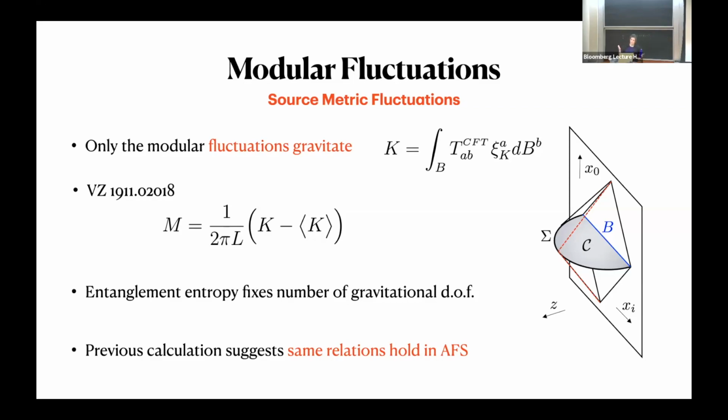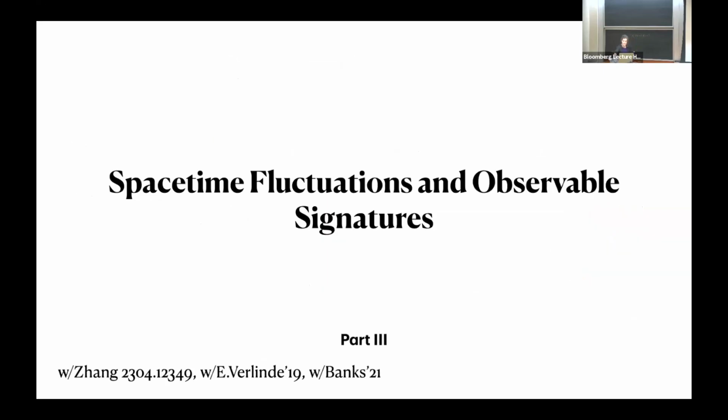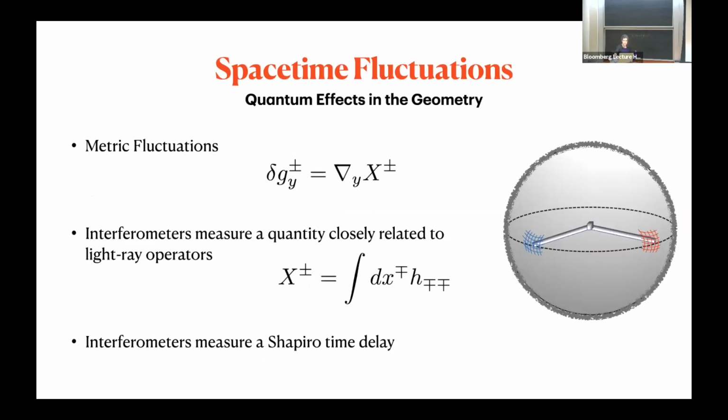And so the previous calculation suggests that the same relations hold in flat space. So now let's do what I'm going to call naive dimensional analysis. If you take those modular relations, these shifts and the light ray operators are related by a derivative. There's a gauge where you can take a transverse derivative on these light ray operators and relate it to a transverse light cone component of the metric. I'm going to call this a mixed gauge.